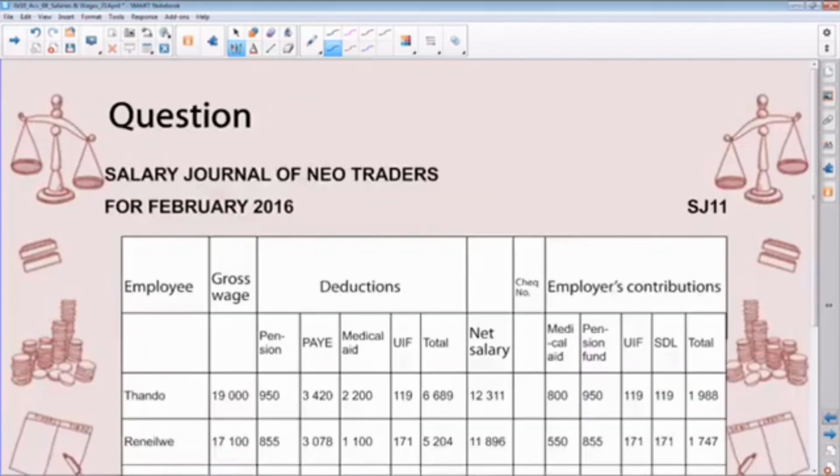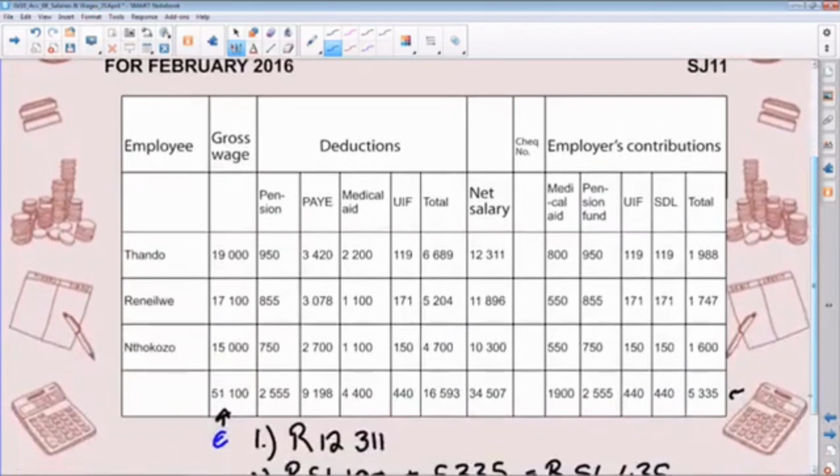So here's my journal. And now my next column will be my pension fund. Now, as you can see, your pension fund falls under deduction. So we are deducting a certain amount for pension fund, and you will see this amount is 2,555. Now, this amount needs to be paid by the business, the sole trader, the company, the partnership. This amount needs to be paid over to the pension fund. But if we didn't pay it yet, we still owe this money. And you will see with all the deductions here, we will owe it up to when it's paid. So therefore, all of them will be liabilities.